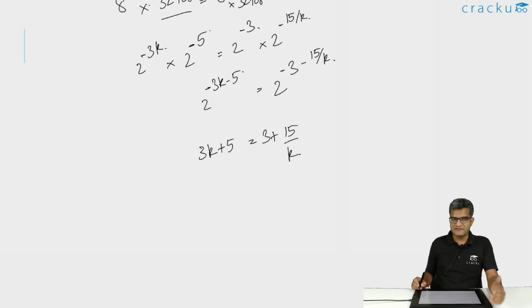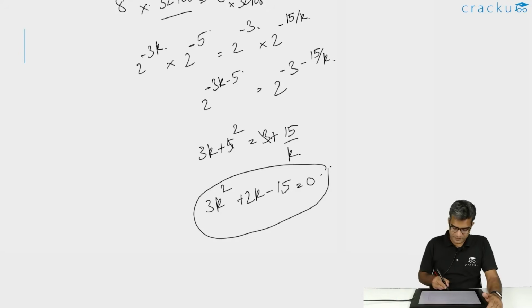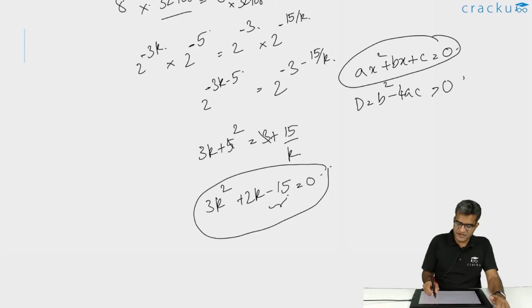We can multiply the entire equation with k. So we are going to get 3k square plus 2k minus 15 is equal to 0. This is a quadratic equation in k. The product of the roots is negative. Once the product of the roots is negative in a quadratic equation, the roots will always be real. You can also calculate the discriminant of this quadratic equation. You will figure out that the discriminant is greater than 0. In a quadratic equation of the form ax square plus bx plus c is equal to 0, the discriminant d is b square minus 4ac. If this is greater than 0, this quadratic equation will have two real roots.